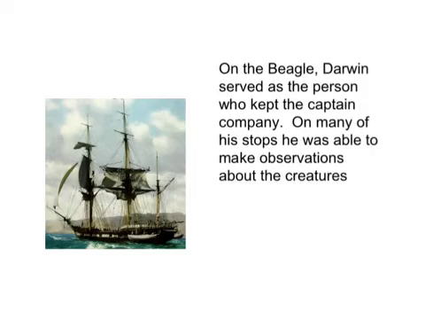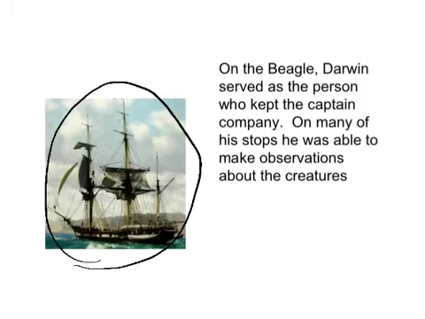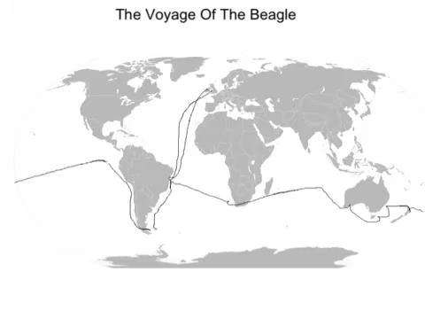Alright, so now going even more in depth into Charles Darwin, the Beagle, as you can see, which we just circled, was a ship where Darwin served as the person who kept the captain company on many of his stops. He was able to make observations about the creatures, as you will see probably in the next slide. So now we're going to be talking about the voyage of the Beagle.